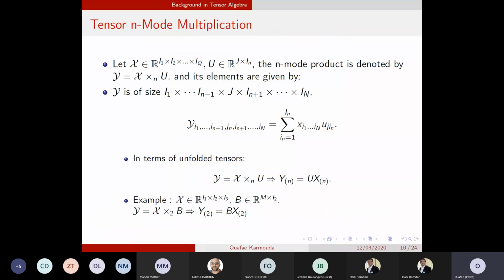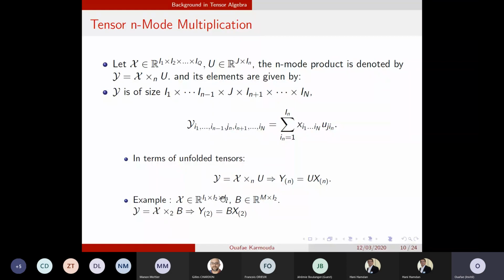Now I will present the n-mode multiplication, the tensor n-mode multiplication, which is an operation between a tensor and a matrix. If we have a tensor X of order Q with dimensions I1, I2 until IQ, and a matrix U of size G by IN, where IN is one of these dimensions of X, the n-mode product will be denoted by X times_n U, and the resulting tensor Y will be of size I1 until IN minus 1, G, IN plus 1 until IQ, where the n-mode fiber of Y is obtained by multiplying the n-mode fiber of X by the matrix U.